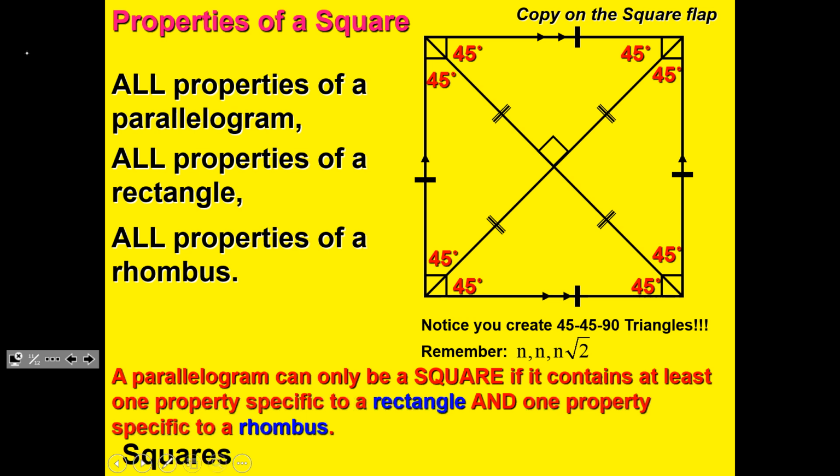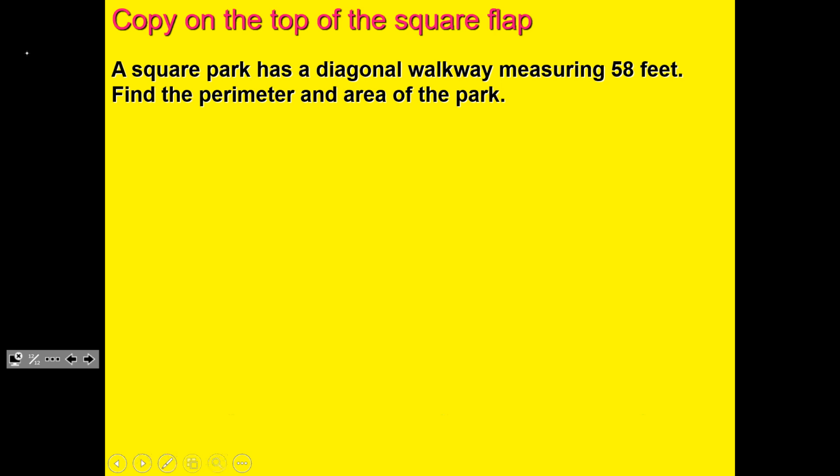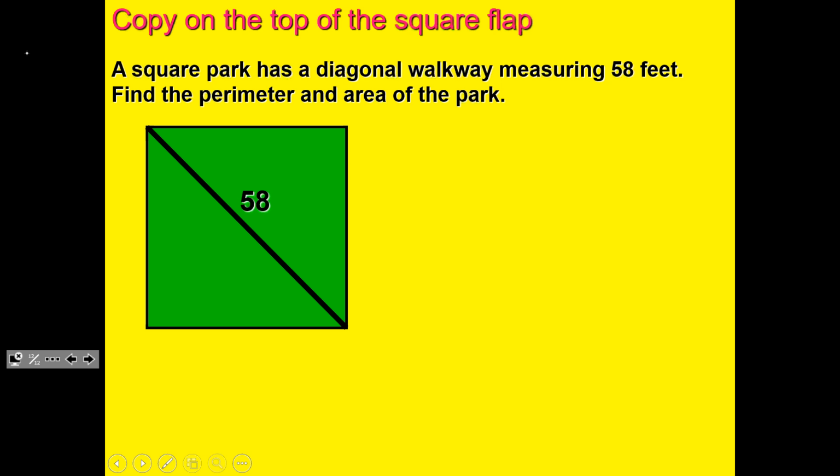All right, everybody have this slide? Okay. All right. So it says a square park has a diagonal walkway measuring 58 feet. Find the perimeter. Well, if this is 58, then I should be able to find these sides as well, right? Because this would be a 45, 45, 90. So 58 should be set equal to what? Very good.